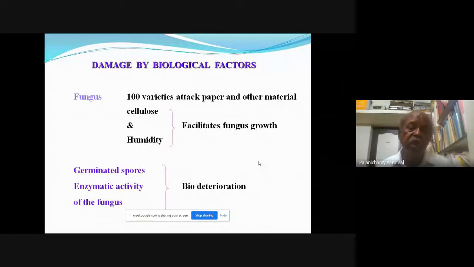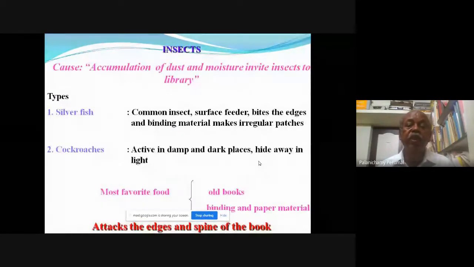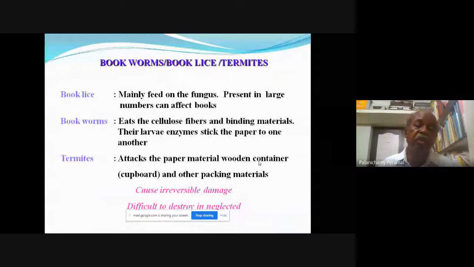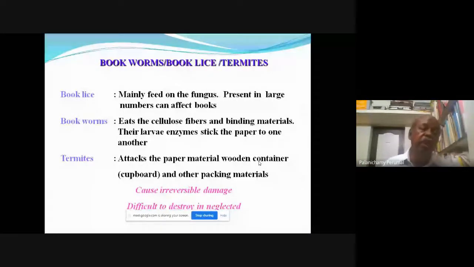You have to see. And the silverfish, it won't bite. Cockroach is only on the back, or if there is any oily nature. The book lice will only bite on the binding area, that is the spine only, because the fungus is there. Bookworm will penetrate from one side to the other and completely destroy the thing. Termite, if you enter one side, you cannot find whether it's affected or not, but the whole thing it will take inside only.